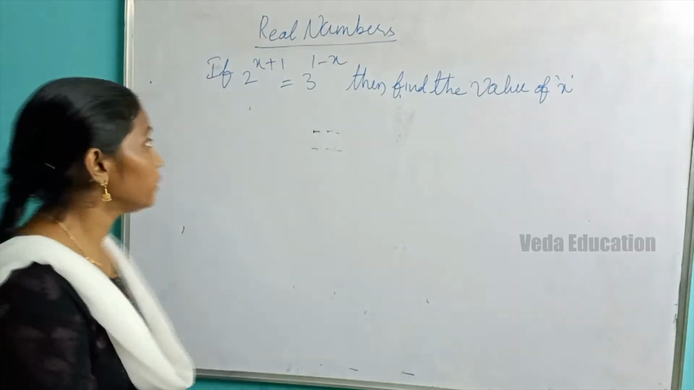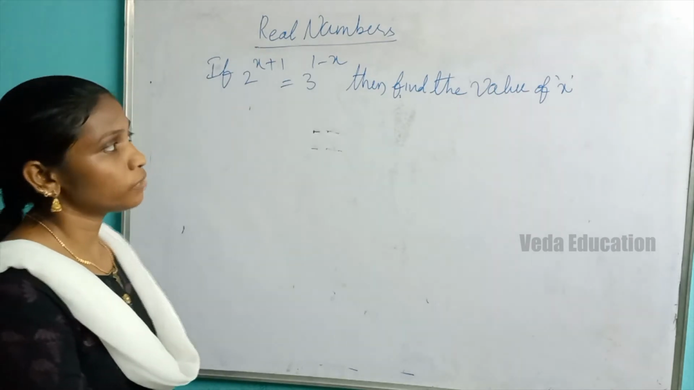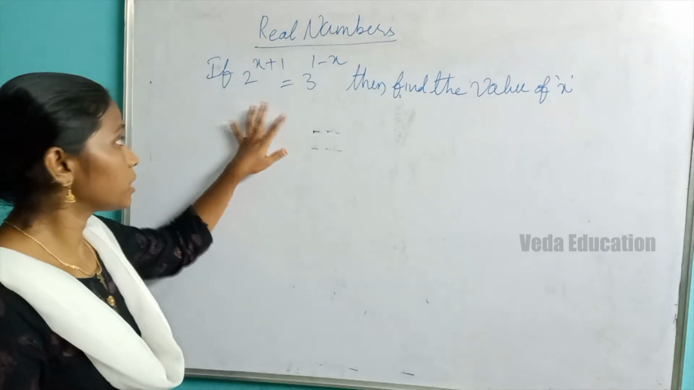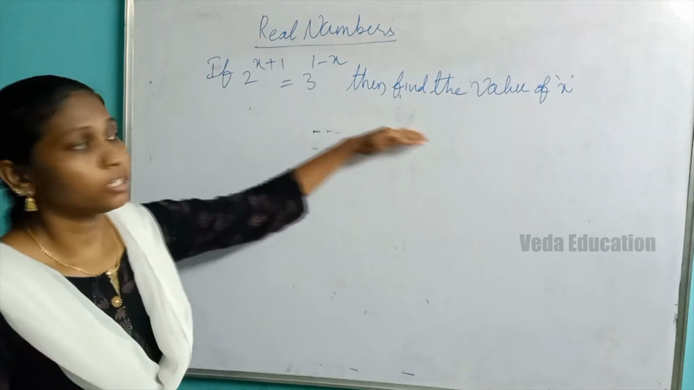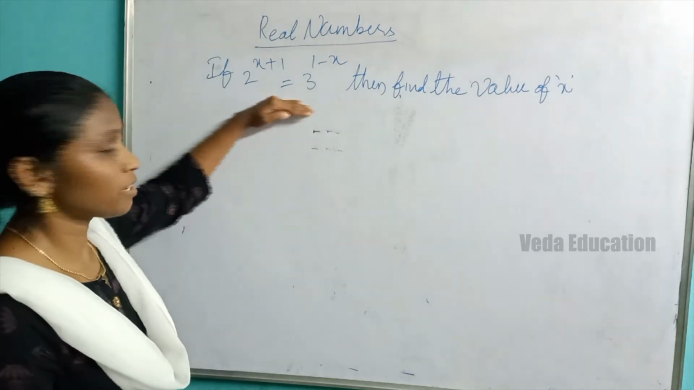One more problem is here. If 2 to the power of x plus 1 equals 3 to the power of 1 minus x, then find the value of x. Here they have given us two exponential numbers, and they asked us to find the value of x. To find the value of x, what is required here? Actually this is our exponential number.